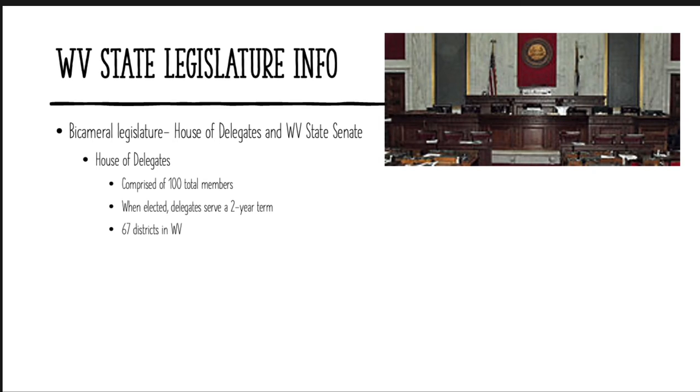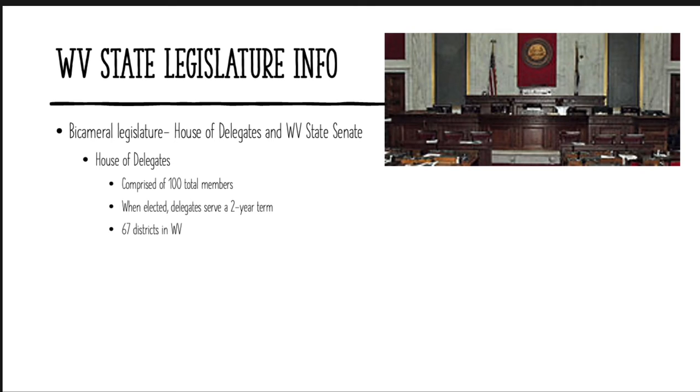There are 67 election districts in West Virginia, and I'm going to show you yours later. So there are 67 districts. If it's Charleston, they're going to have smaller districts. Why would they have smaller districts?